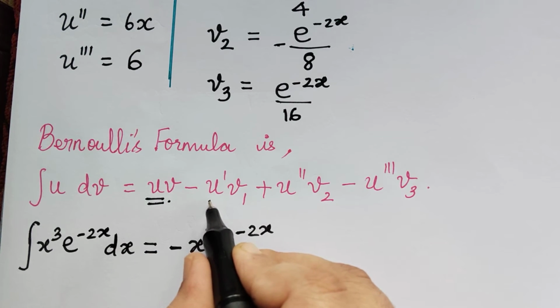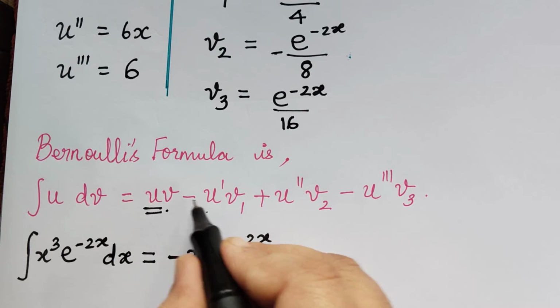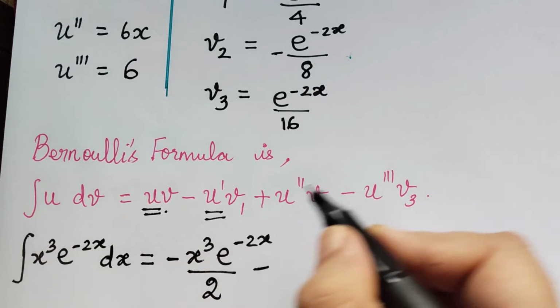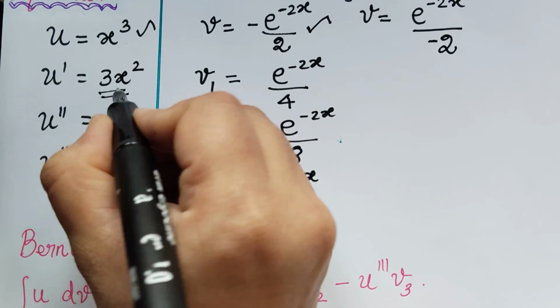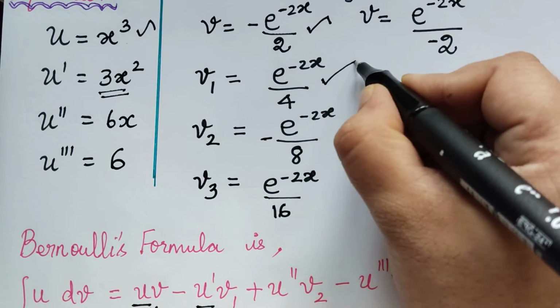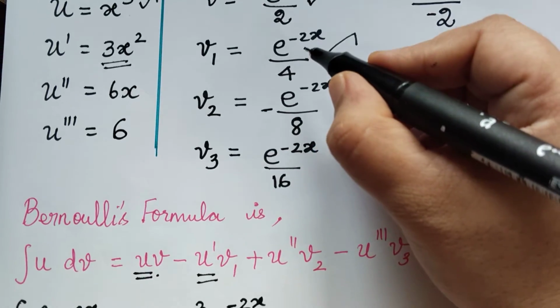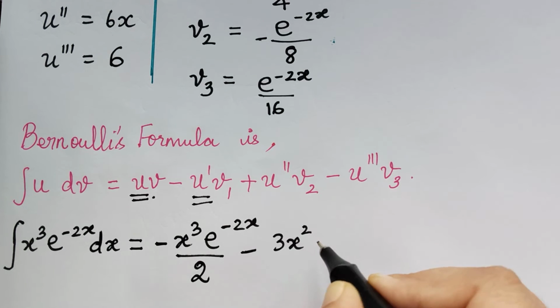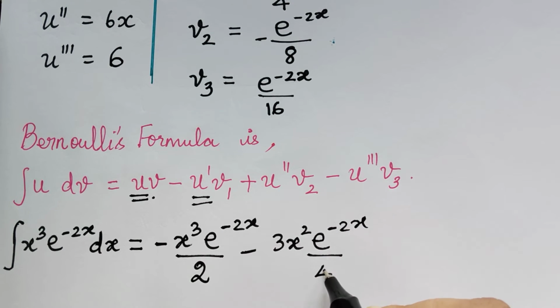Next we have to find u dash v1. So we have a minus over here: minus u dash v1. So what is u dash? U dash is 3x square. So 3x square has to be multiplied with v1, e to the power minus 2x divided by 4. Multiplying these two terms, we get 3x square e to the power minus 2x divided by 4.